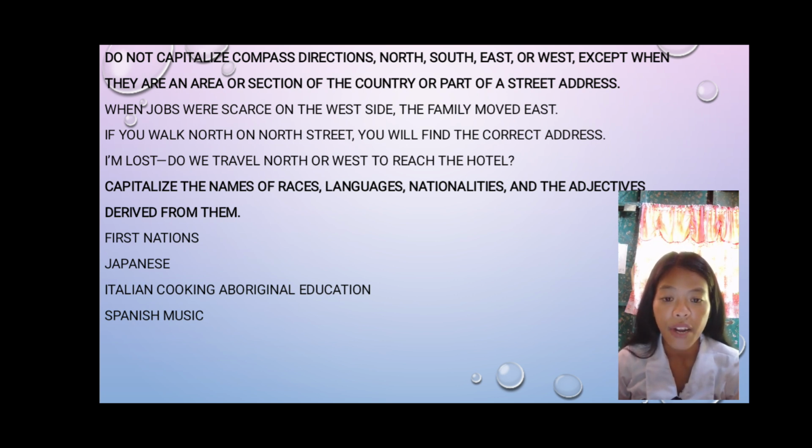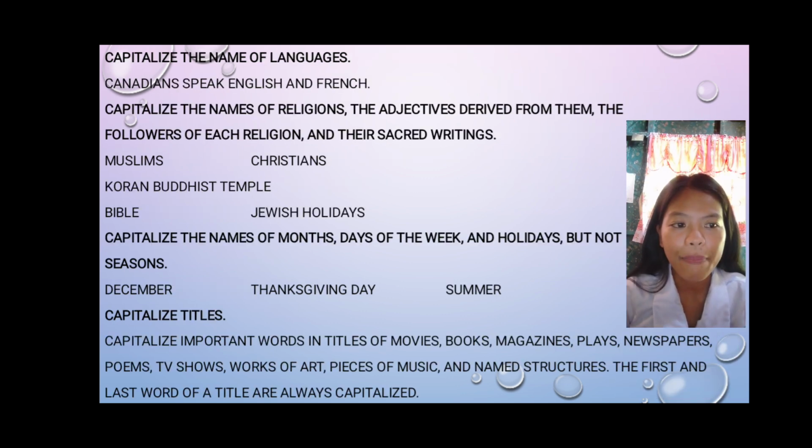Capitalize the names of races, languages, nationalities, and the adjectives derived from them. The First Nations, Japanese, Italian cooking, Aboriginal education, and Spanish music. Capitalize the names of languages. Example: Canadians speak English and French.